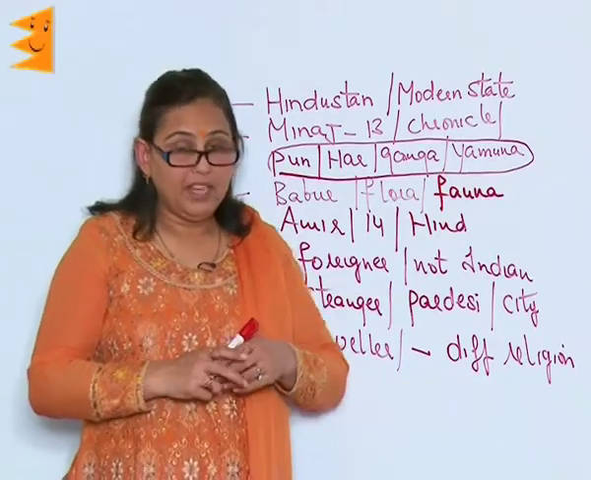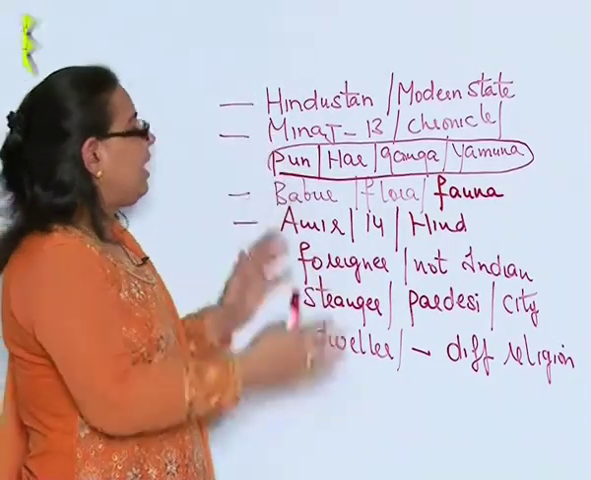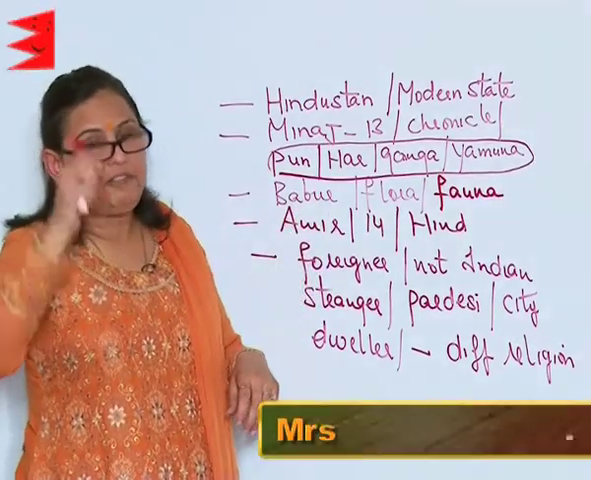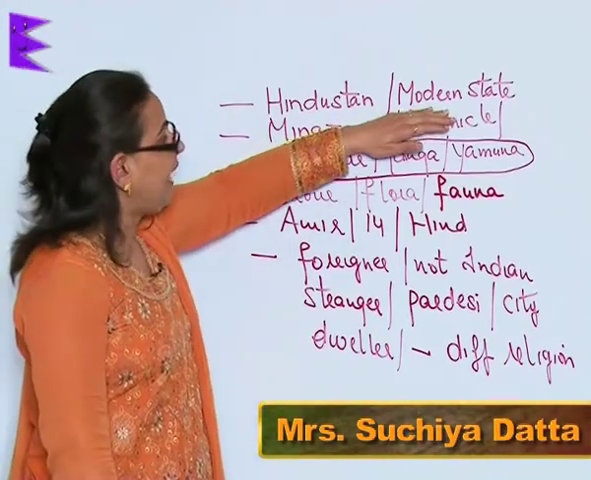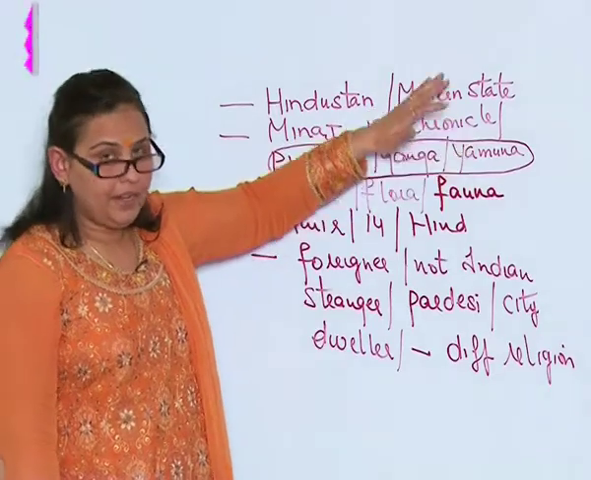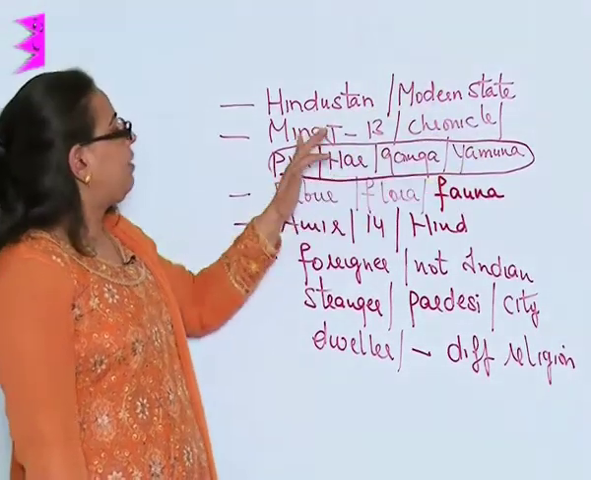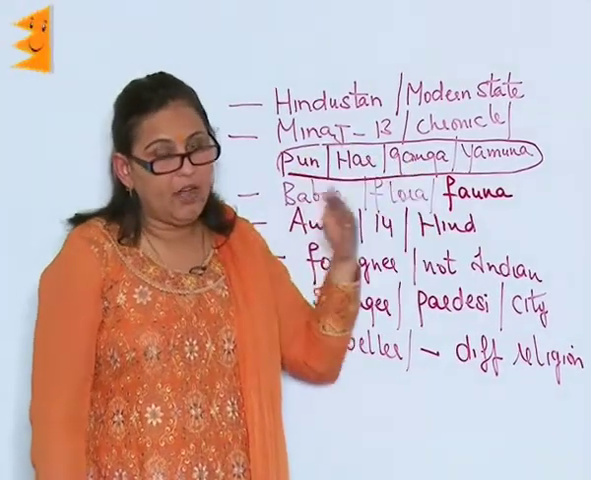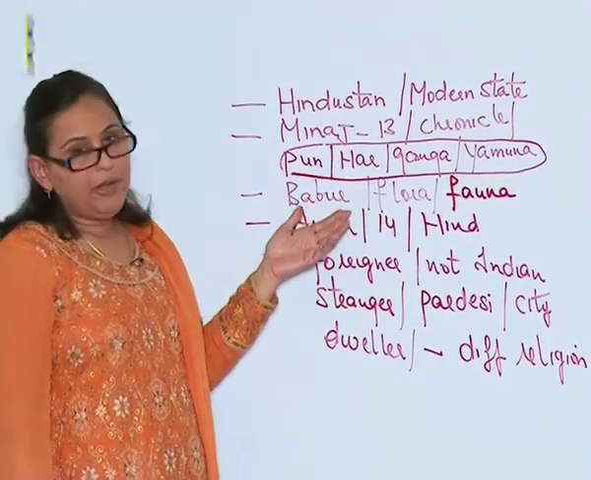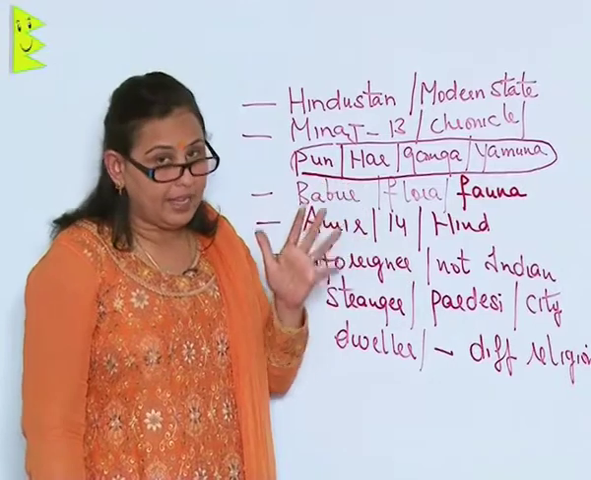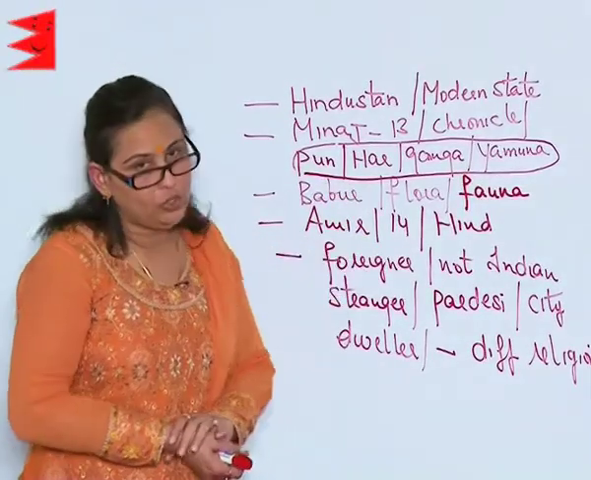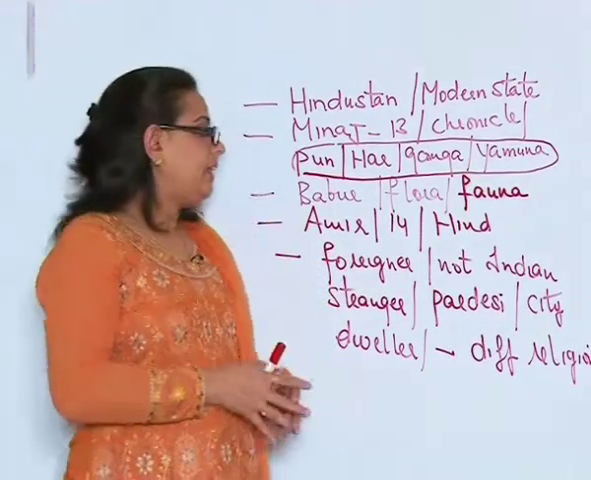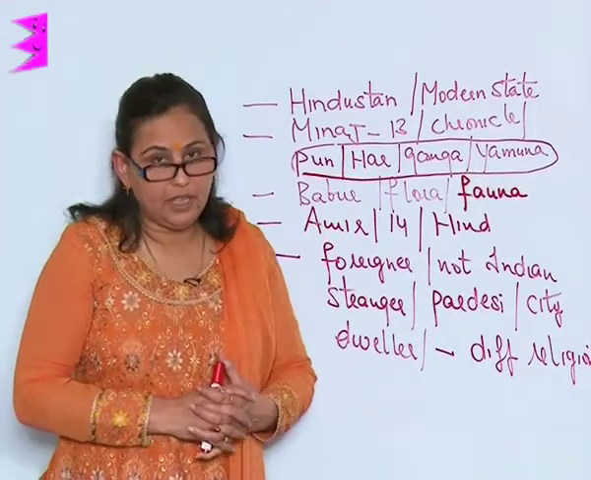So once again, we have to remember that the term Hindustan has had a different meaning with every different age. As I said, as on today, it's the modern Indian nation state. But Minhaj Siraj meant the area between Punjab, Haryana and the area of Ganga and Yamuna. Babur used it for the flora, fauna and culture of the country, whereas Amir Khusro in the 14th century described it as Hind. Another example that we will pick up is of the term foreigner.